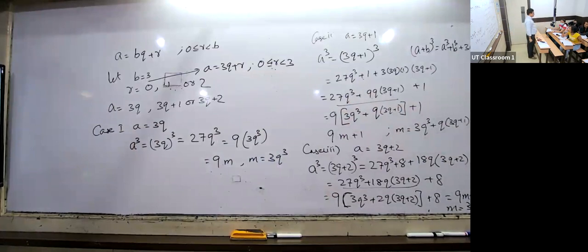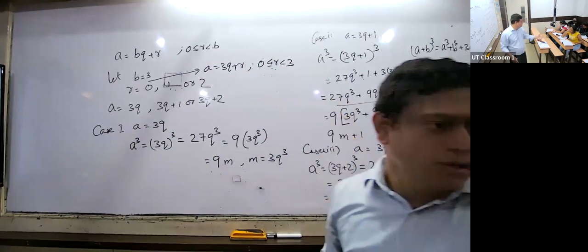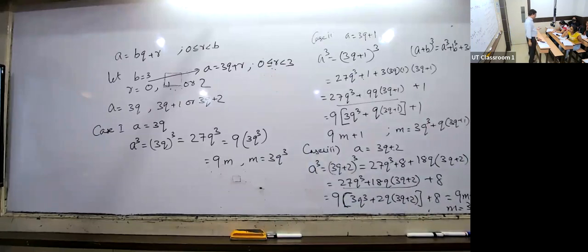How did you get b is equal to 3? See, we have to think. If I take b is equal to 2, what is the cube of 2? 8 now. It is not a multiple of 9, and we need 9. Now, if you take b is equal to 3, what is its cube? 27. 27 is a multiple of 9, whereas 8 is not a multiple of 9.